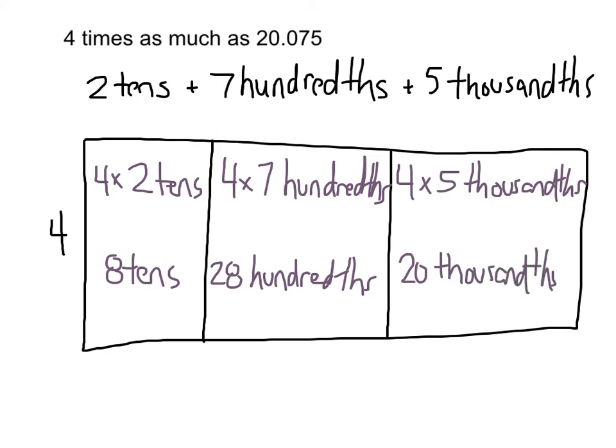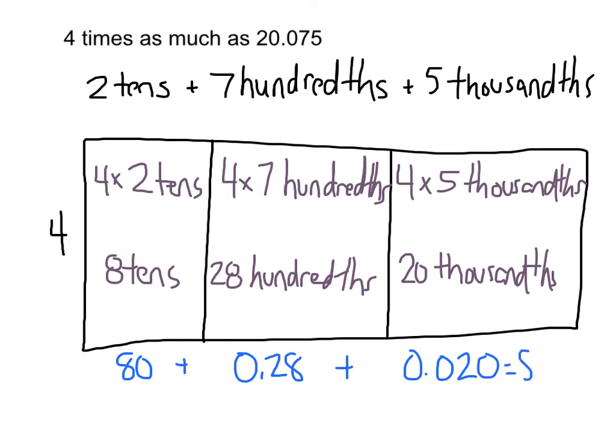Well, I'm going to write these numbers in standard form. 8 tens is 80. 28 hundredths is just that, 28 hundredths. And 20 thousandths would look like that. And if I put all those together, I'm going to get 80 and 30 hundredths, or 80 and 3/10, and that would be my answer. And that's how you do it using that area model.